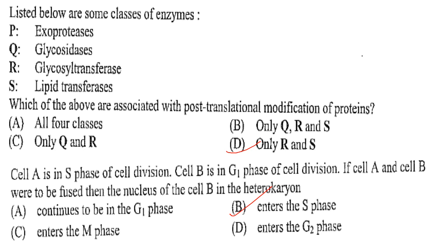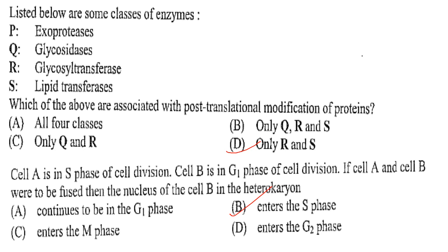Cell A is in S phase of cell division. Cell B is in G1 phase of cell division. If cell A and cell B were to be fused, then the nucleus of the cell B in the heterokaryon will be. So DNA replication is expected to be induced in G1 cells fused with S phase cells due to the presence of S phase factors that initiate DNA replication.